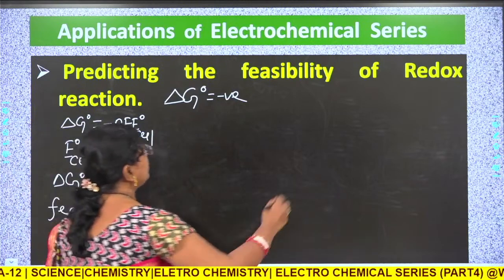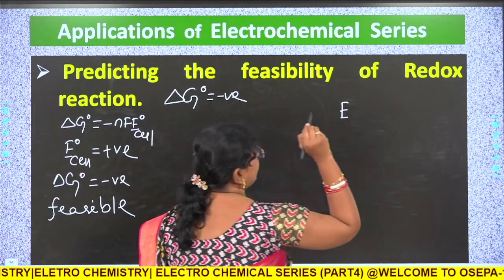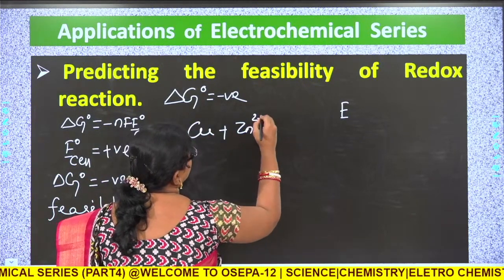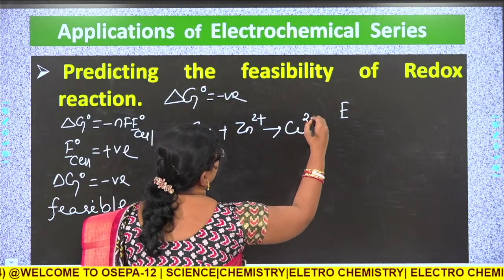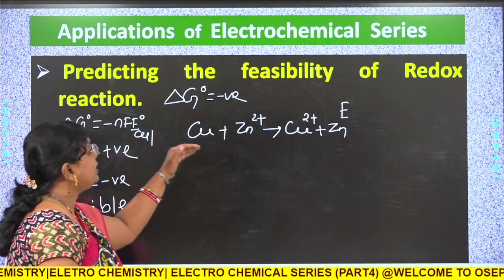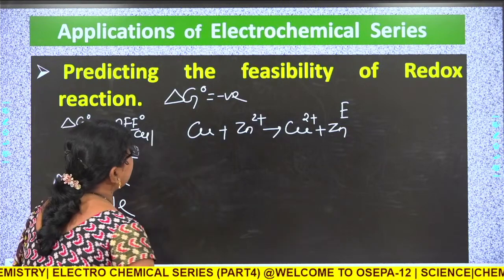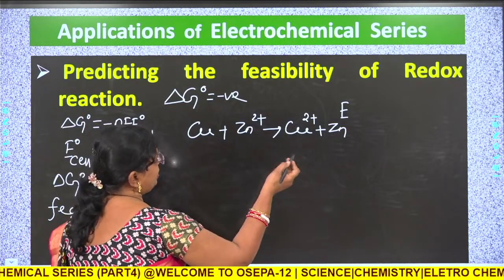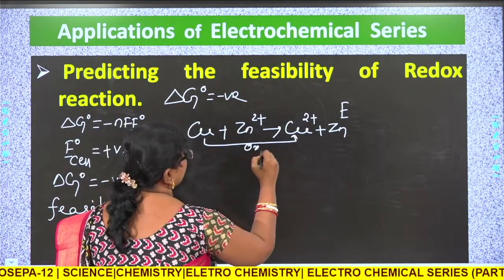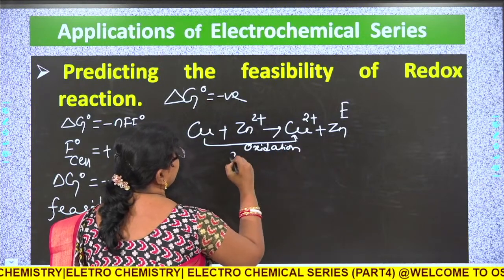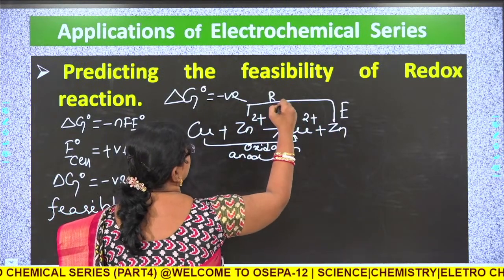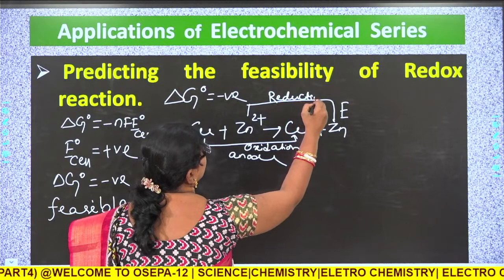Suppose consider your same Daniell cell. Suppose the reaction Cu plus Zn2+ gives rise to Cu2+ plus Zn. You are asked whether this reaction is feasible or not. So in this reaction, which will act as cathode and which as anode? Looking at this reaction, we predict the copper is undergoing what? Oxidation. That means copper is the anode, and the zinc is undergoing reduction. That means it will act as cathode.